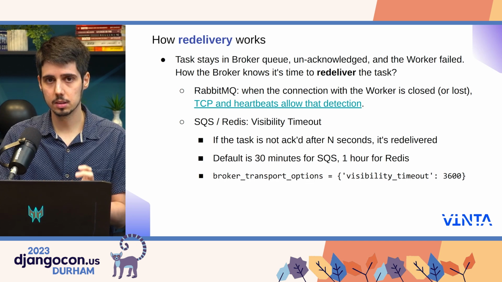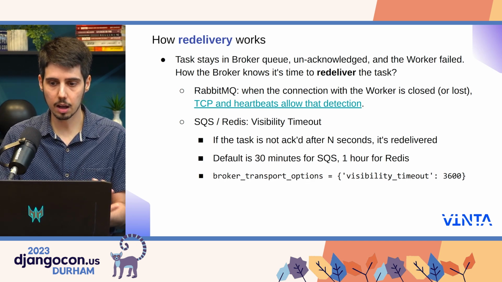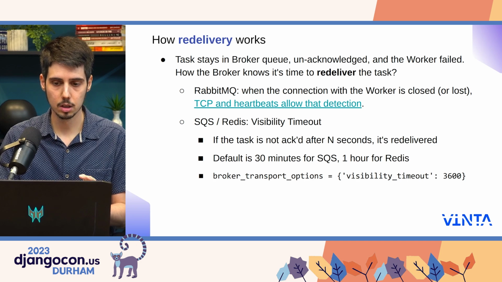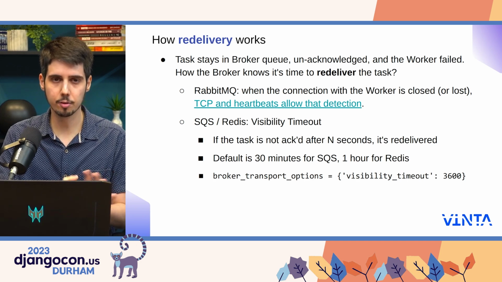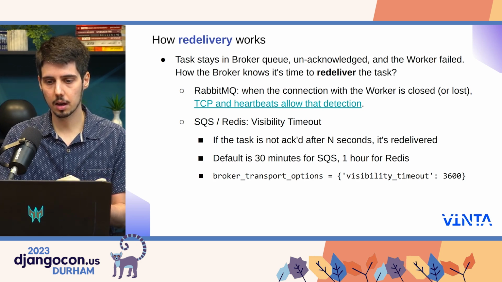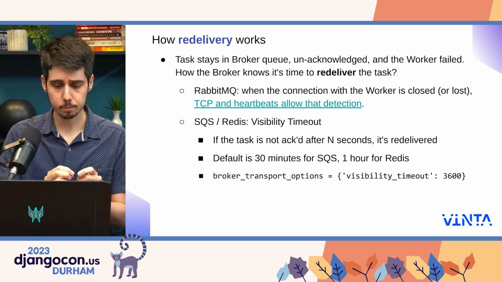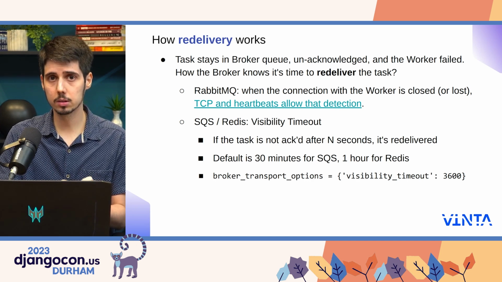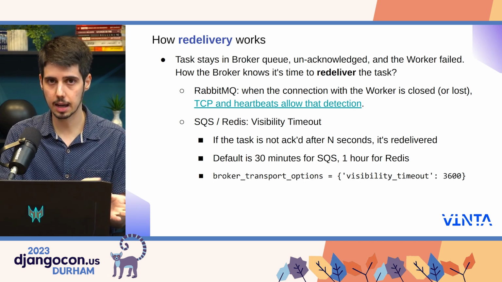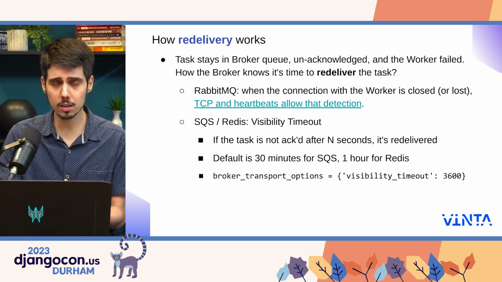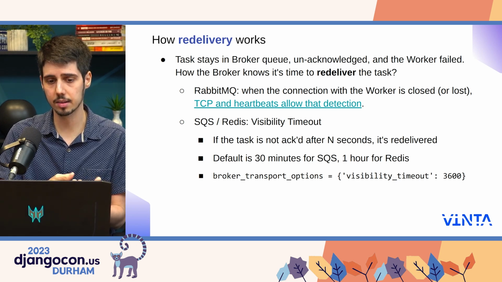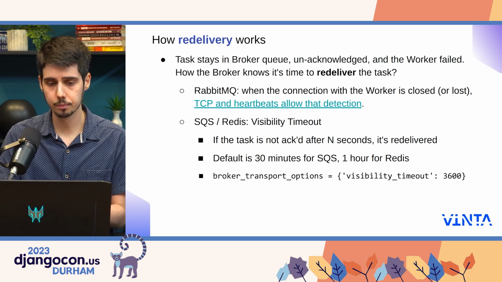On RabbitMQ, this is kind of automatic. You don't have to do anything about it. You just have to ensure that you have basically the default RabbitMQ configuration. That means you have a TCP connection and heartbeats between the broker and the worker. So if this connection is closed, RabbitMQ, your broker, will know that the worker has died and it needs to redeliver the tasks that this worker had got.